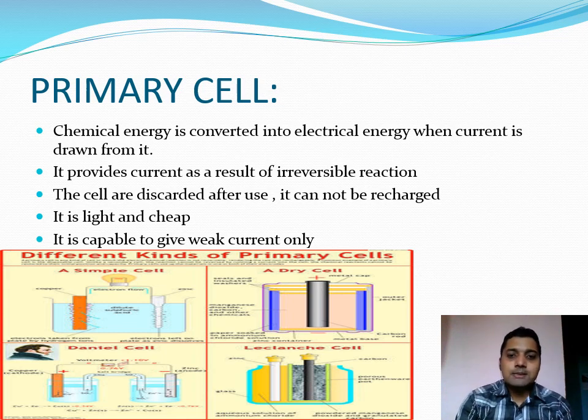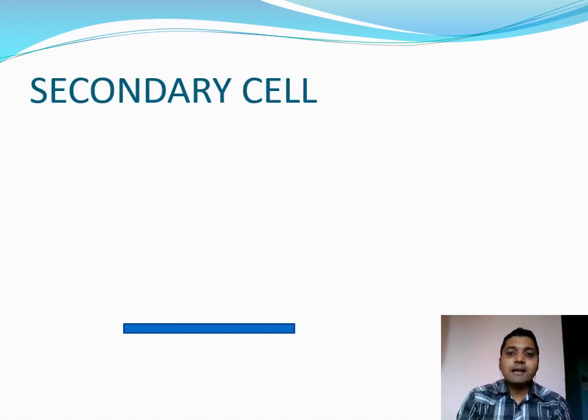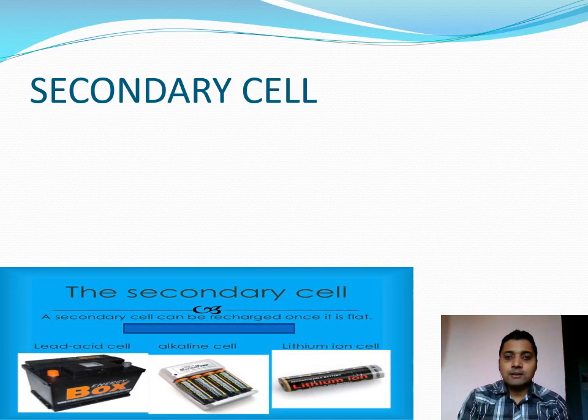Now we come to the next type of cell, which is the secondary cell. In the secondary cell, the limitations of the primary cell are overcome. So what is a secondary cell? Lead acid type cell, alkaline cell, lithium ion cell. All these cells are secondary cells. A secondary cell is used in a camera battery. It is used in mobile phones and inverters. We use a drone, and in that it is a secondary cell.